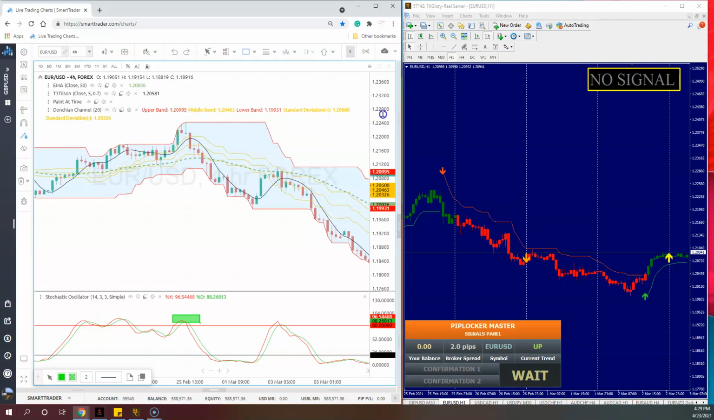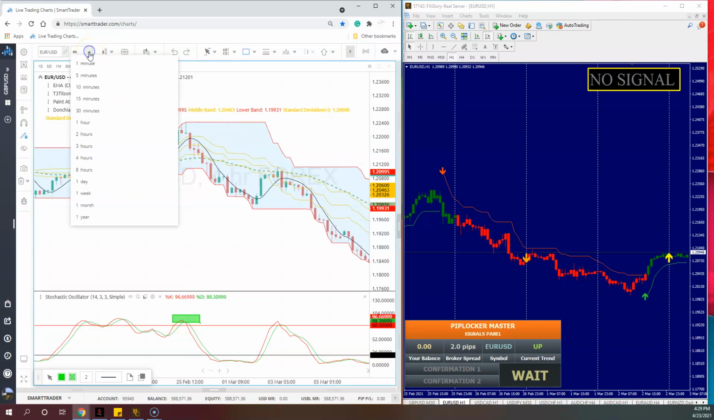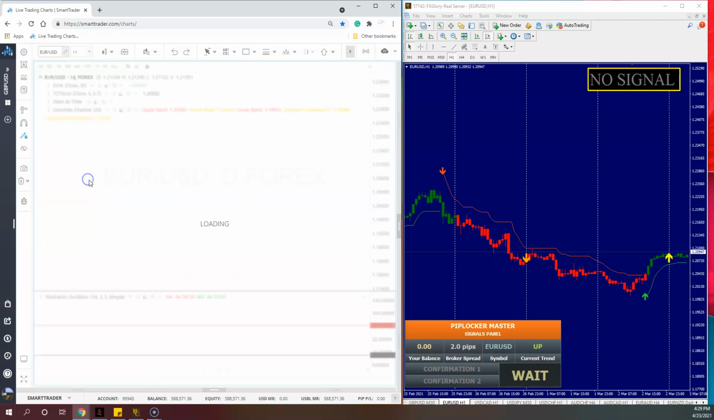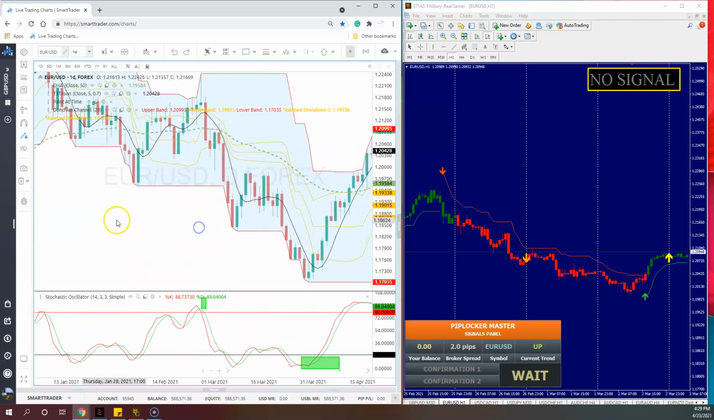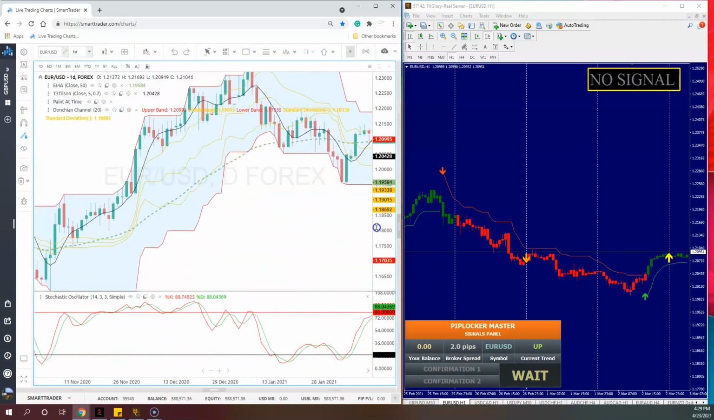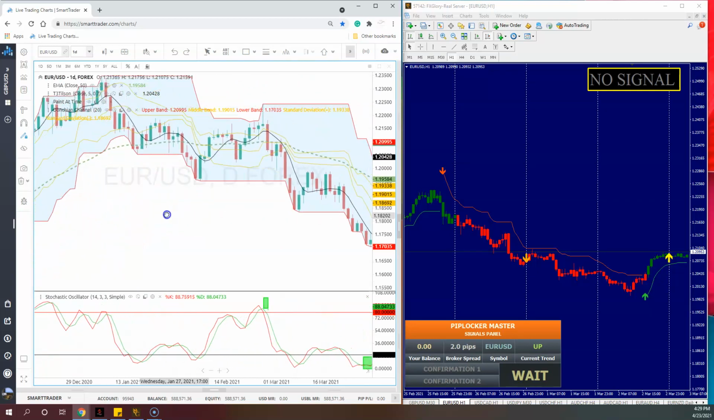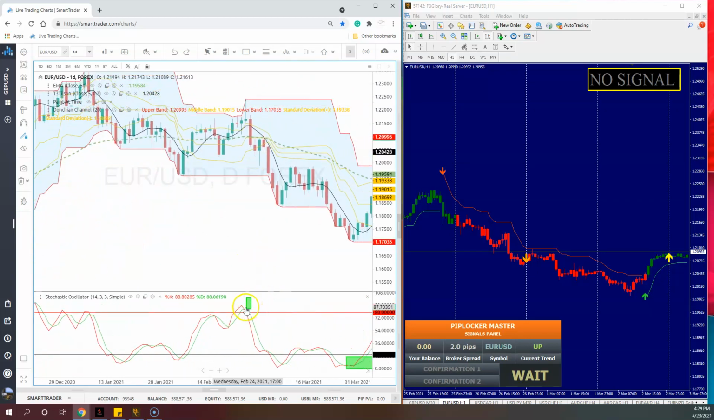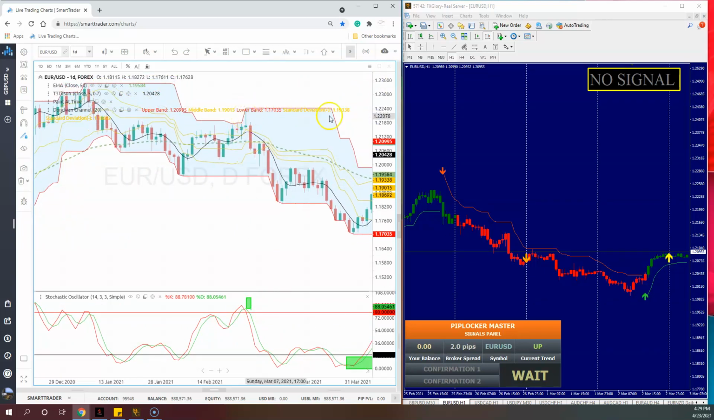Price is hitting the top of the upper band. There's a reversal candlestick pattern. Stochastics is overbought on the 4-hour chart. Let me switch over to the daily chart and see if we see the same thing. And there it is. Stochastics is overbought on the daily chart, and we also have an evening star at the upper band.